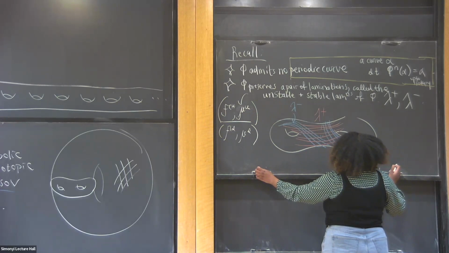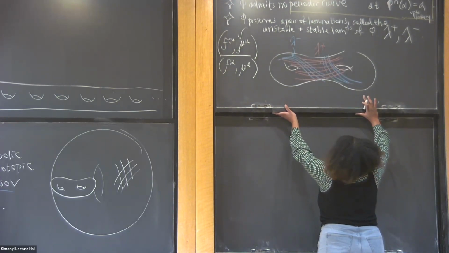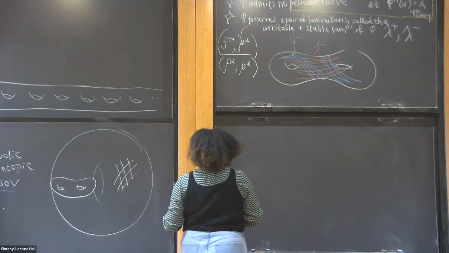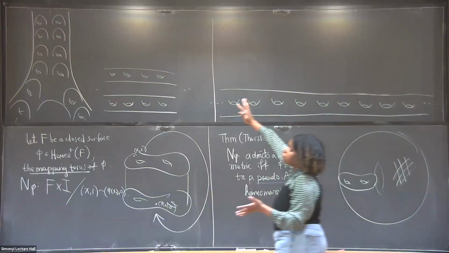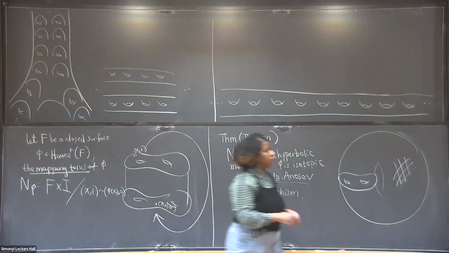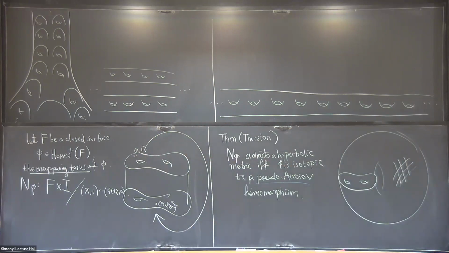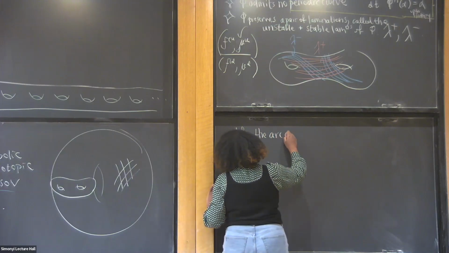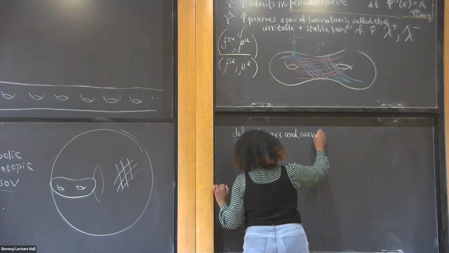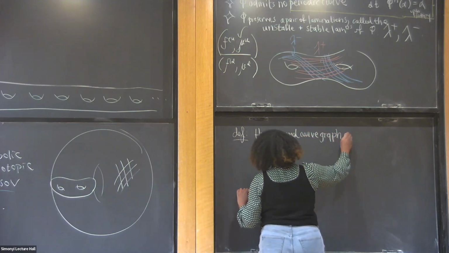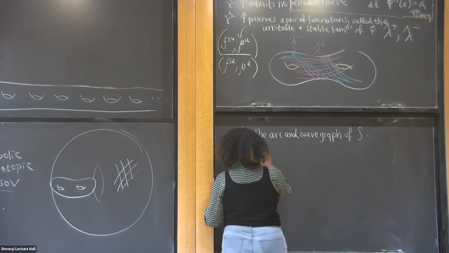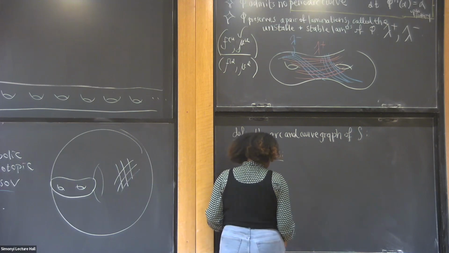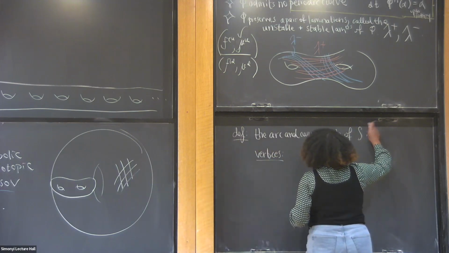Okay, so that's kind of hard to think about. I usually want to think about these in terms of an arc or curve graph of the surface. So maybe I'll define that. So let's put them together. The arc and curve graph of S. I guess I'll say S, but really of any surface.